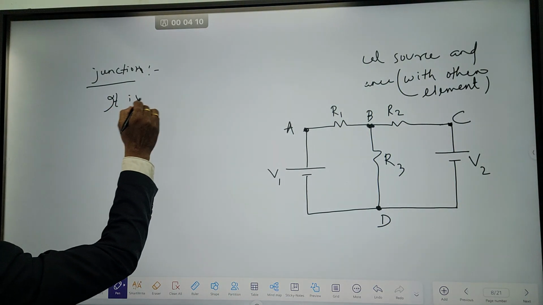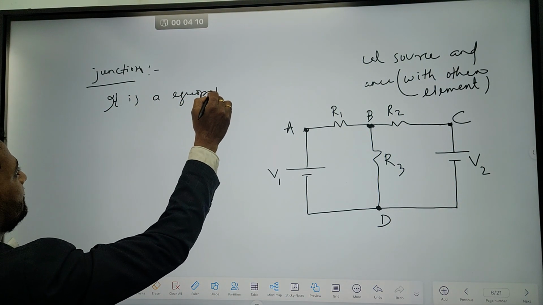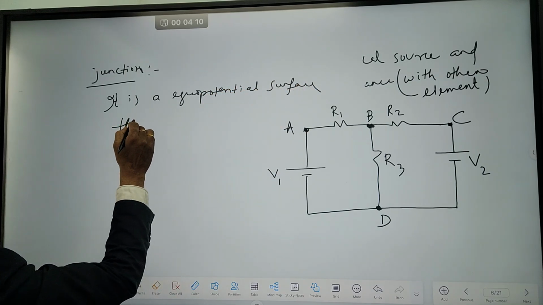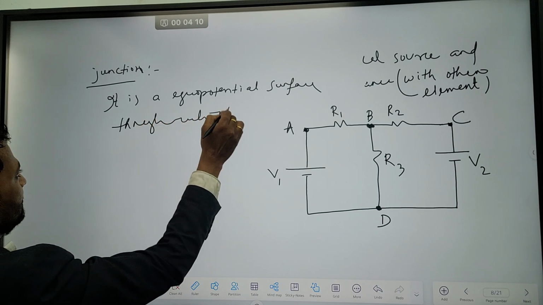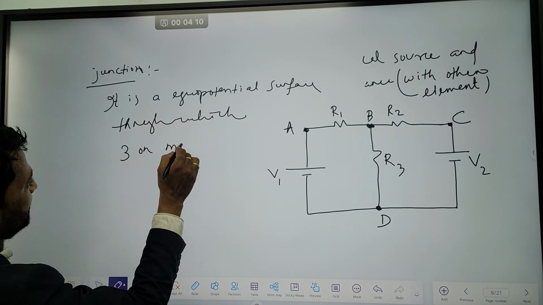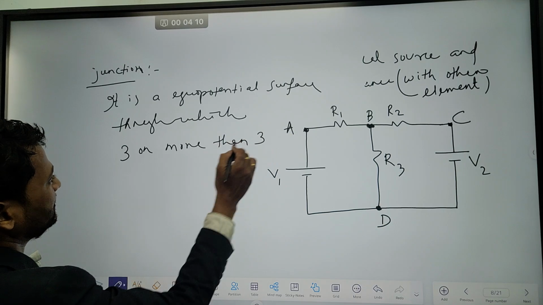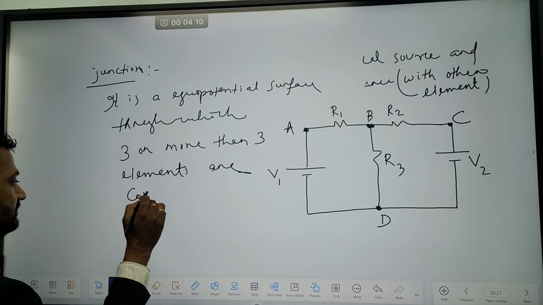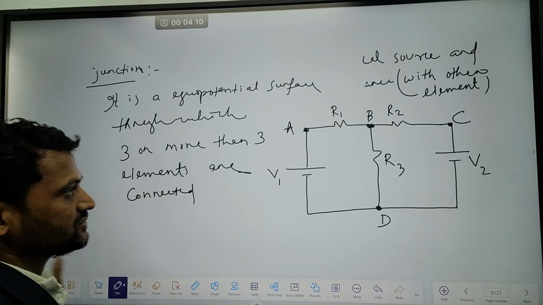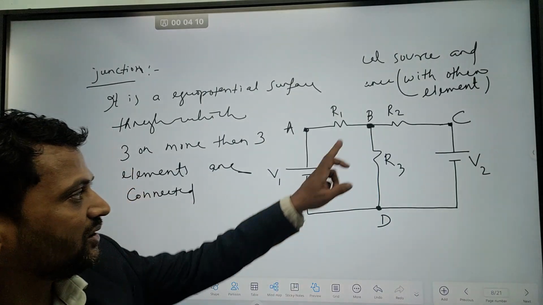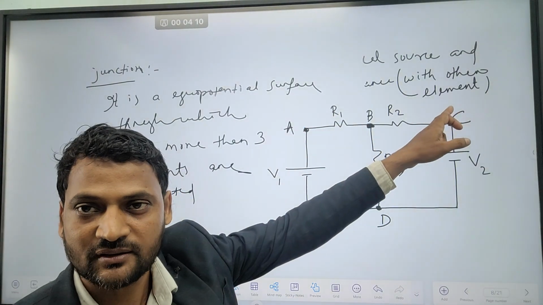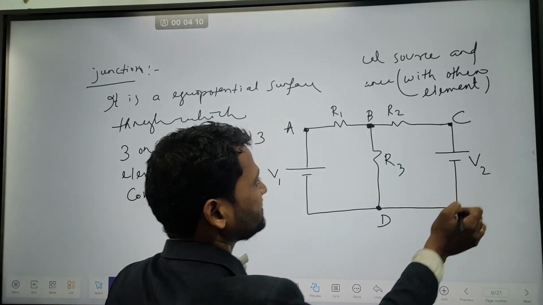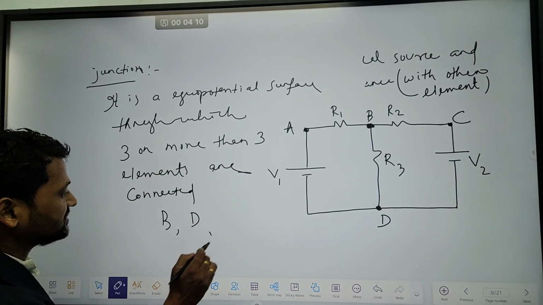मतलब it is an equipotential point, equipotential surface through which 3 or more than 3 circuit elements are connected. So you can take the example. See B point देखो, how many elements are connected? 3 elements are connected. So B is, and similarly D point देखो, D में भी देखो कितना elements connected है? 3 elements. So B and D are the junctions.